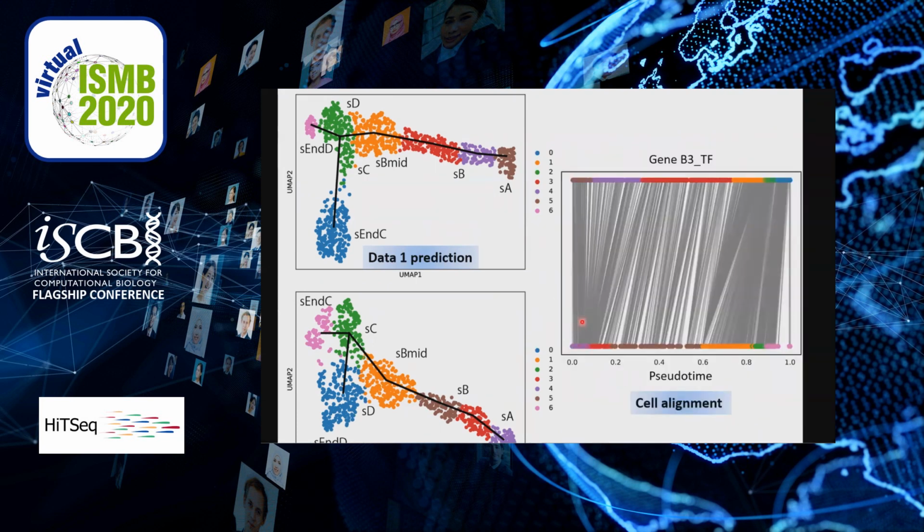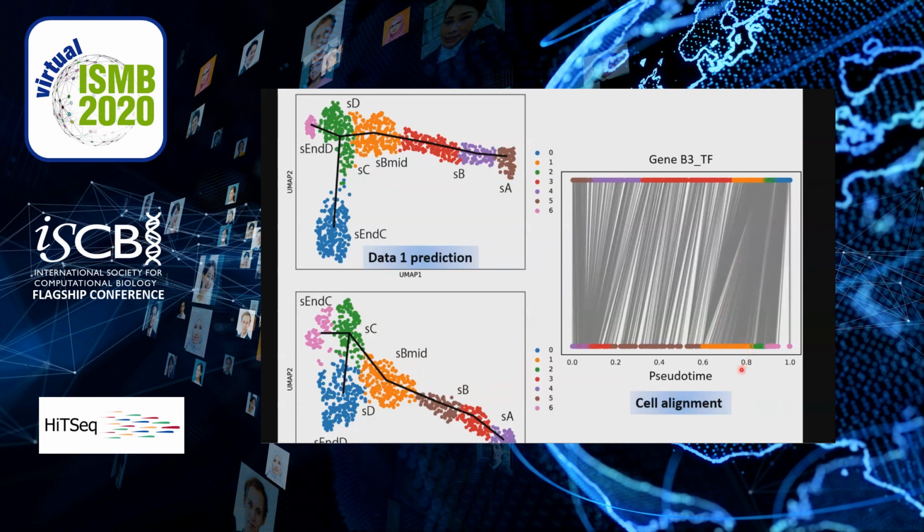Let's take a look at the cell alignment result for simulated gene B3TF, which was computed by dynamic time warping. The reason why we focus on this gene is that it can differentiate the intermediate state SB mid. As you can see, the orange cells in data 1 were aligned with the orange ones in data 2. And the green cells in data 1 were also aligned with the orange ones in data 2.